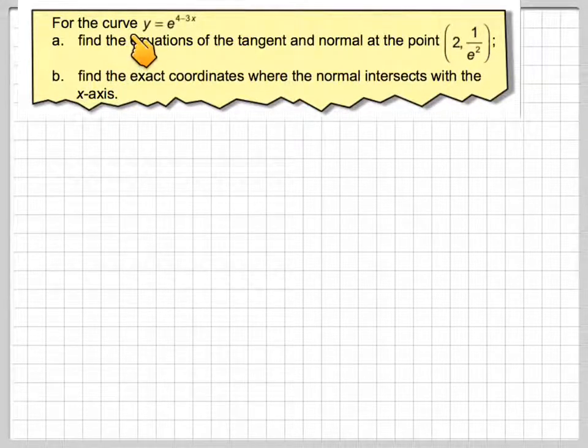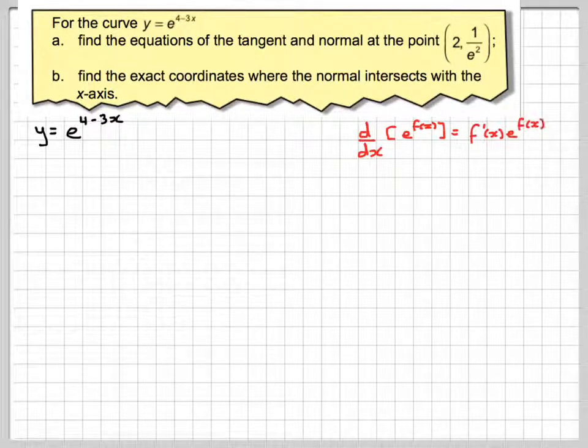For the curve y is equal to e to the 4 minus 3x, find the equations of the tangent and the normal at the point (2, 1 over e squared), and find the exact coordinates where the normal intersects with the x-axis. Okay, so we've got y is equal to e to the 4 minus 3x.